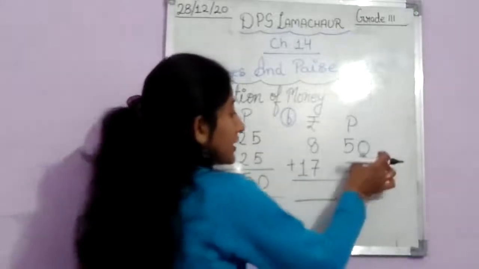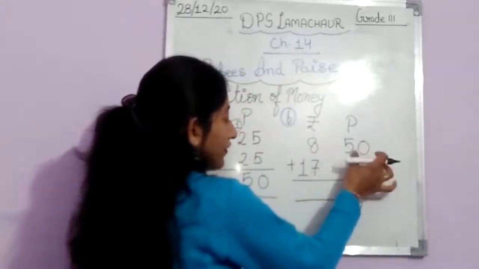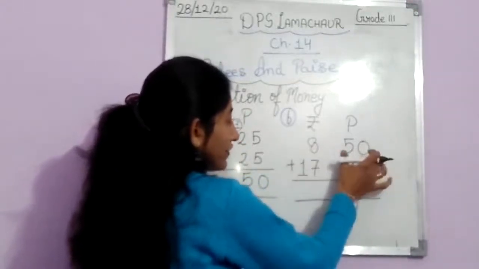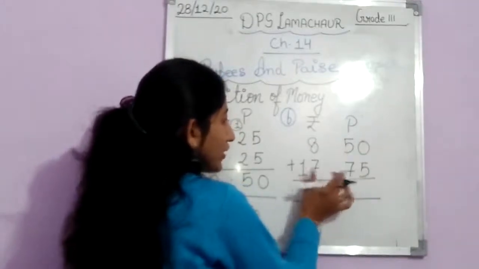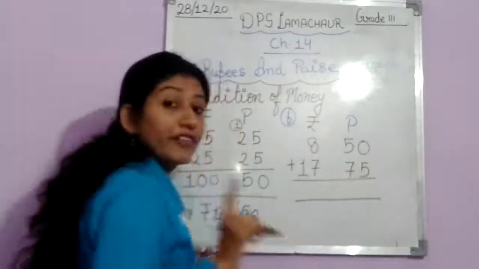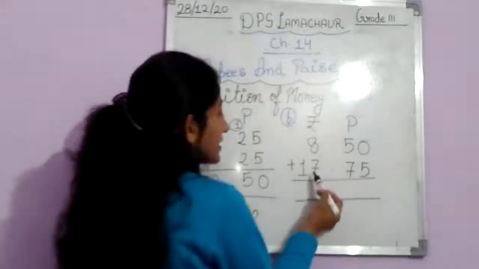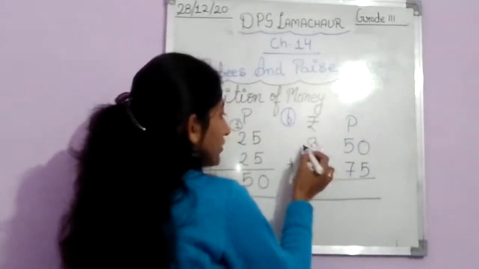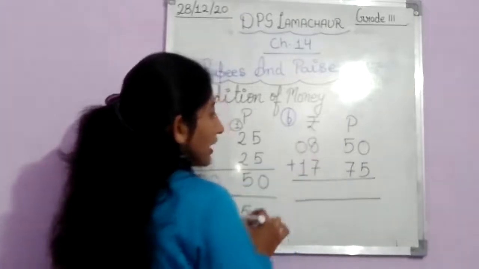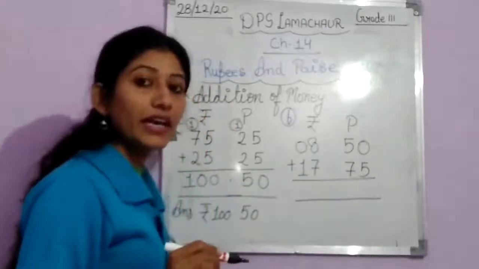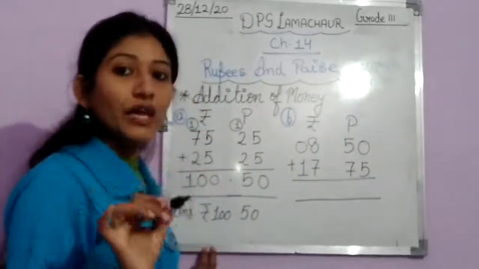Now see, this is 8.50, meaning 8 rupee 50 paise. This is 17 rupee 75 paise. First, what we have to remember is that this is 17 and this is 8, so we must put 0 here. Otherwise we will make a mistake at the time of calculation.